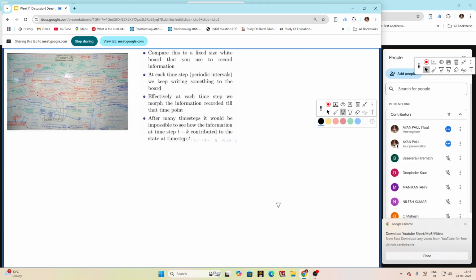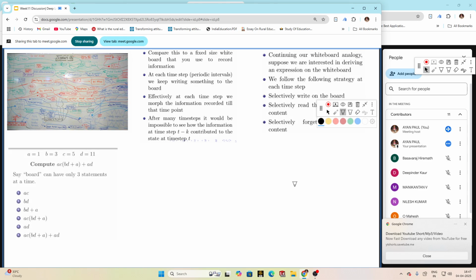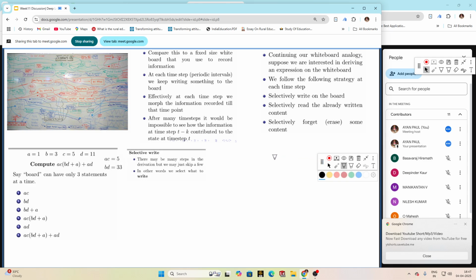To get rid of this, we can use the theory known as the whiteboard analogy. Compare this to a fixed size whiteboard that you use to record information. At each time step, we keep writing something to the board. Effectively, at each time step, we morph the information recorded till that time. After many steps, it would be impossible to see how the information at step t minus k contributed to time step t.